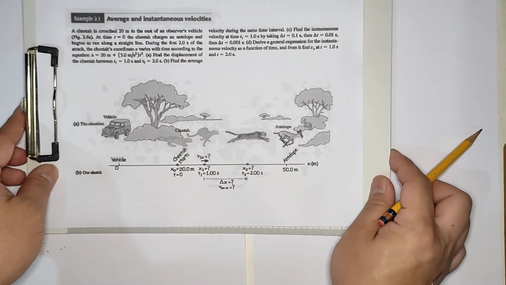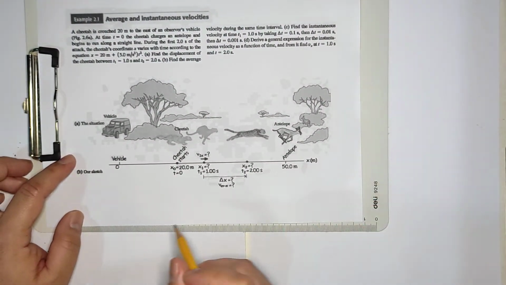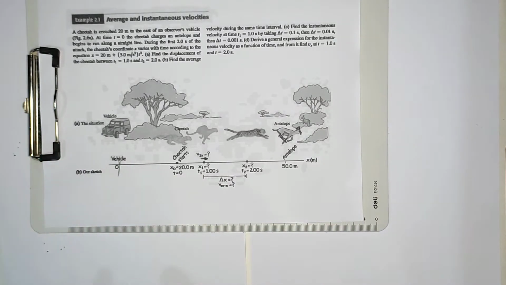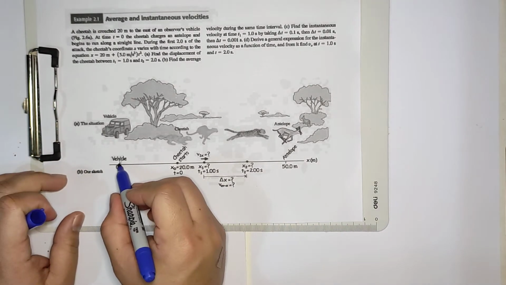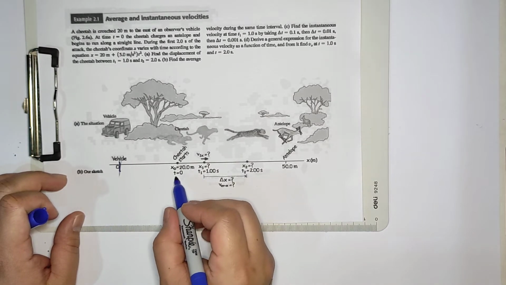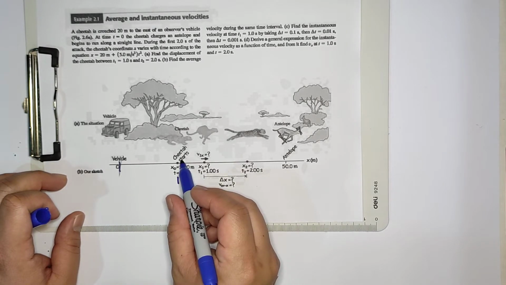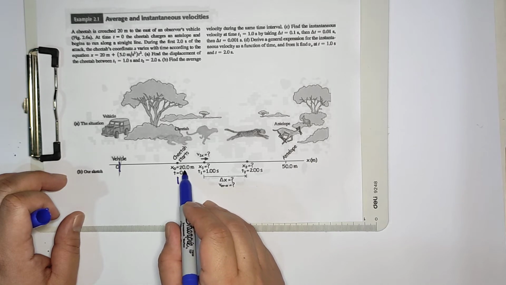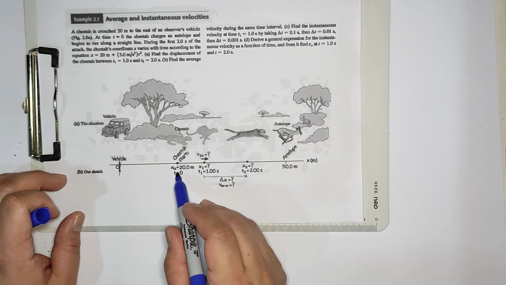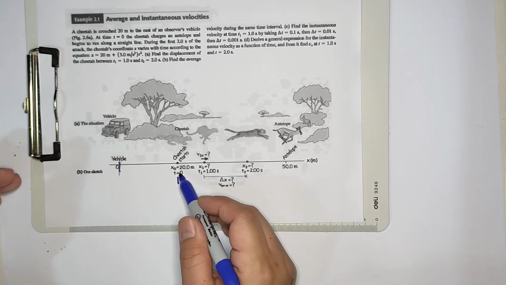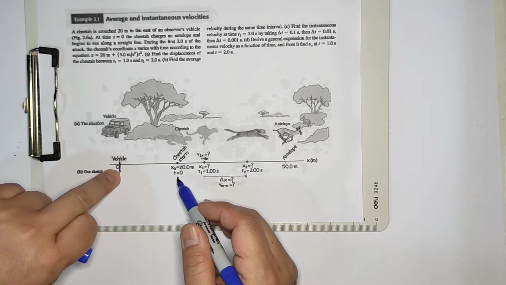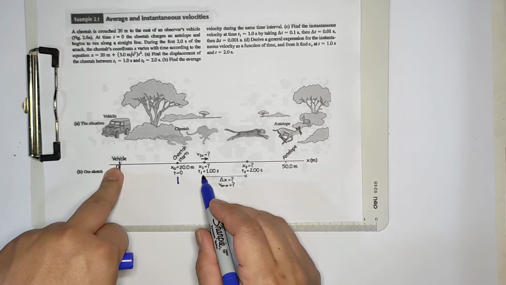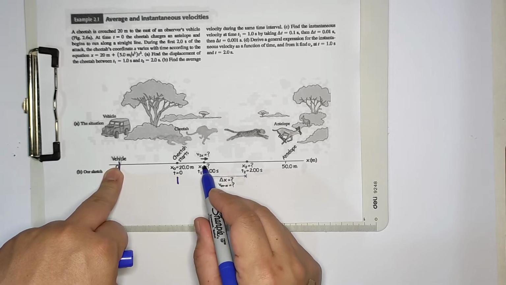So, here's the vehicle. Then 20 meters from the vehicle, you have the cheetah. Then, that is time 0, x equals 20 meters. So take note, x sub 0 doesn't mean that it is 0, because our reference point is the vehicle. Then at time 1, that is 1 second, he travels this much.